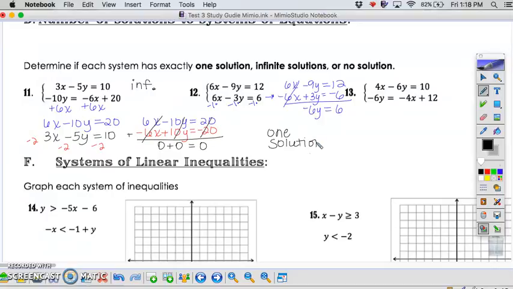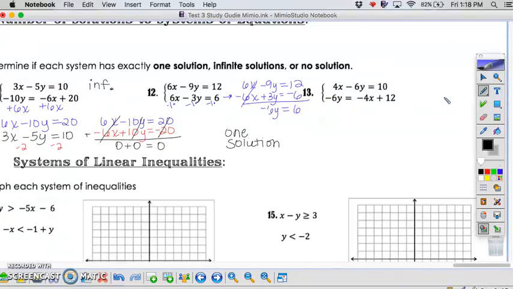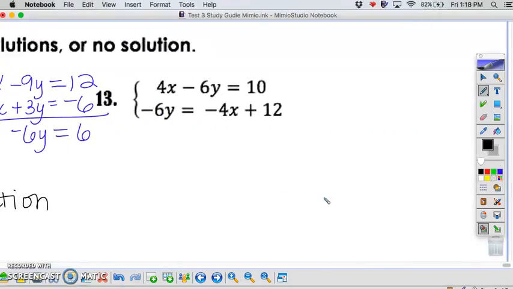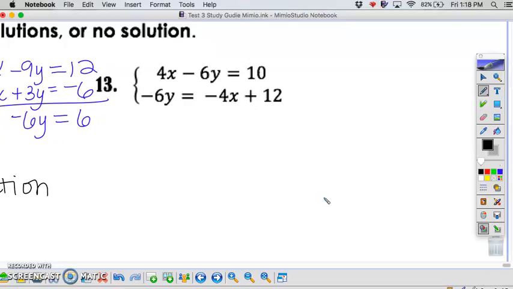And lastly, this one, why don't we get the y's alone? Well, there's a couple different ways that you could do it. Let's get the y's alone in both of these to see what the slopes are. So if I subtract 4x from both sides, then this gives me negative 6y equals negative 4x plus 10. I'm going to divide everything by negative 6.